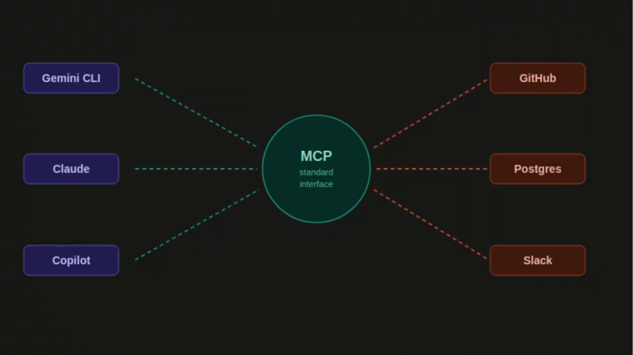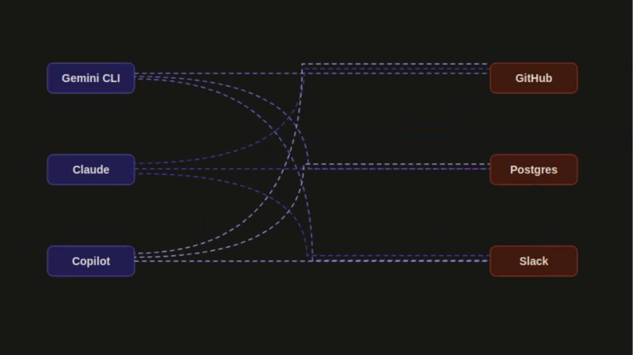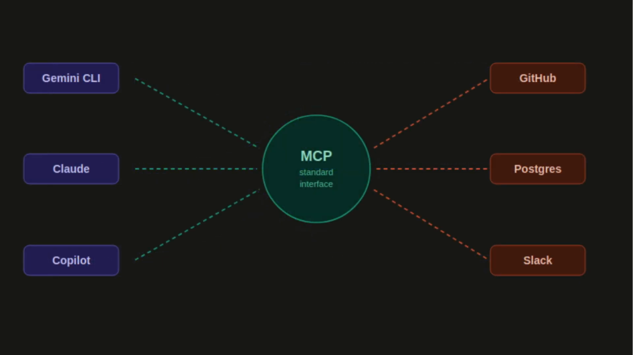MCP stands for Model Context Protocol. It's an open standard that defines how AI models communicate with external tools and services. The idea is simple. Instead of every AI tool building its own bespoke integrations with GitHub, Postgres, Slack, and so on, MCP defines a standard interface. Any tool that speaks MCP can connect to any MCP server. Build the server once, use it with any compatible client. For Gemini CLI, this means a rapidly growing ecosystem of ready-made integrations you can plug in, and a consistent way to build your own if something you need doesn't exist yet.